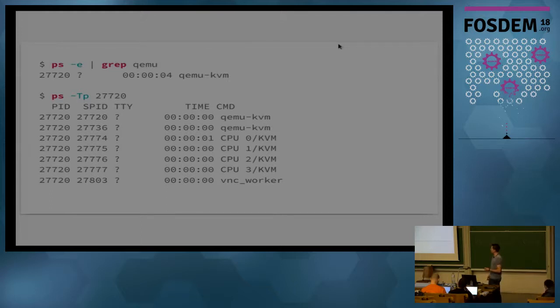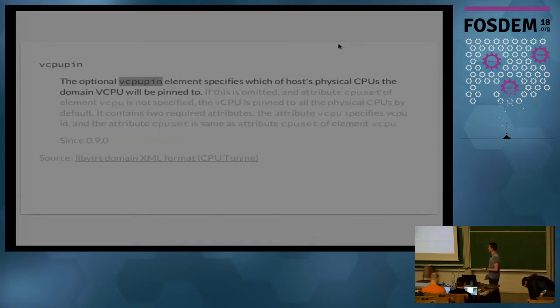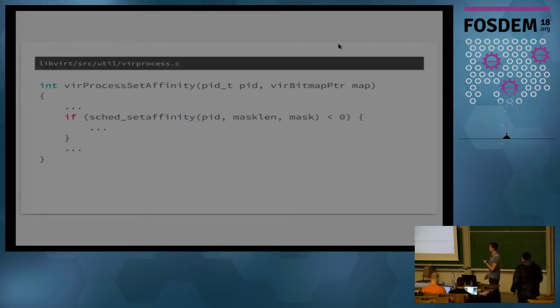And by configuring this property, what we're saying is that the first vCPU in the instance, we want it pinned to core 2 on the host. We want the next vCPU then to be pinned to the third core on the host and so forth. And libvirt calls the set affinity function on that.